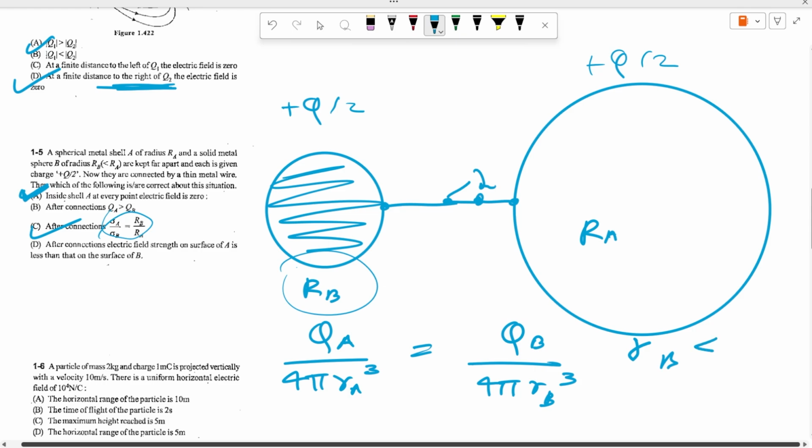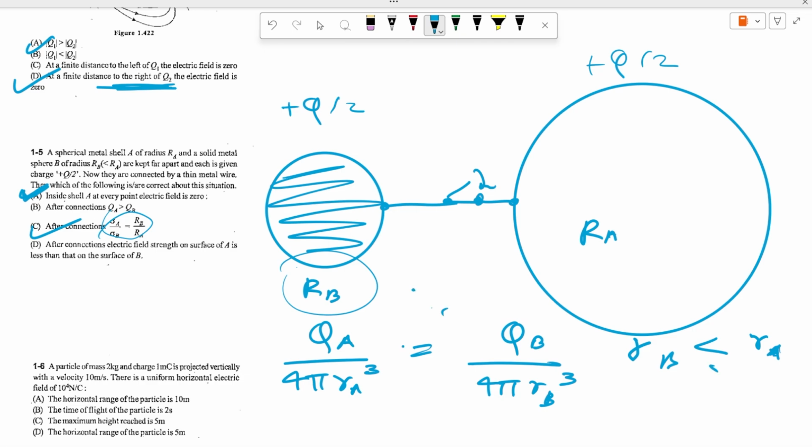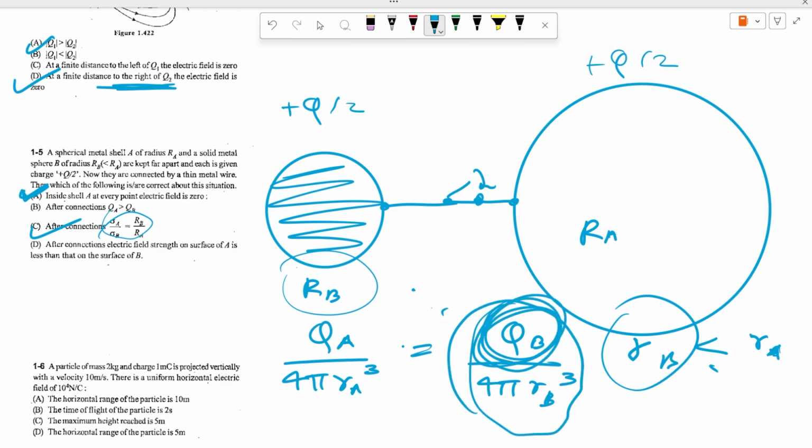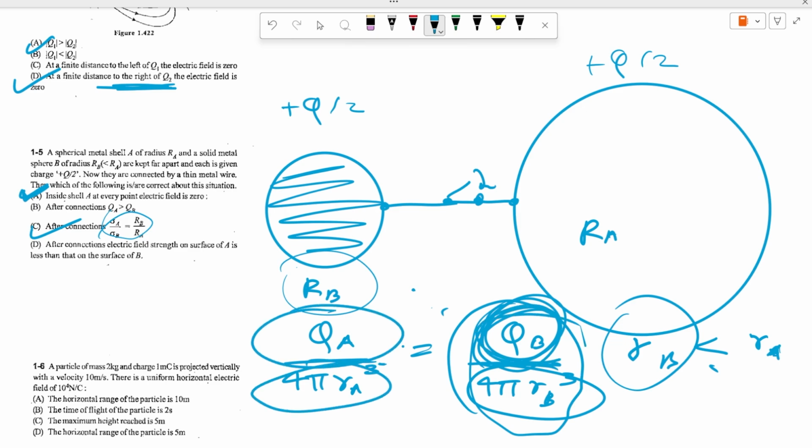rb is smaller than ra, right? So when the denominator is smaller, the numerator has to be smaller with it as well because they are essentially the same. So this value is smaller than this value, then this value has to be smaller than this value. So yes, it is correct. Let me just check the answer for it.